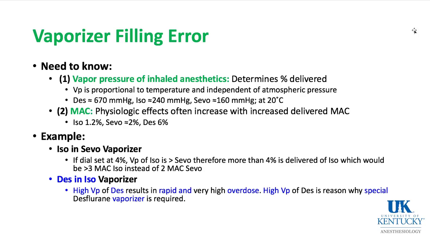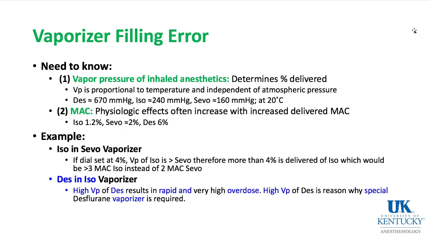We also need to know MAC because the physiologic effects like hypotension that occur are often increased the more we deliver of a volatile anesthetic. Isoflurane's MAC is about 1.2%, Sevo about 2%, and Des 6%.